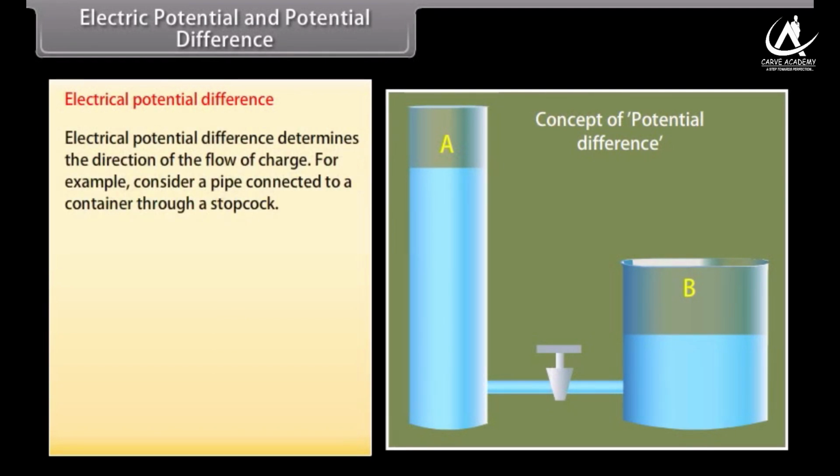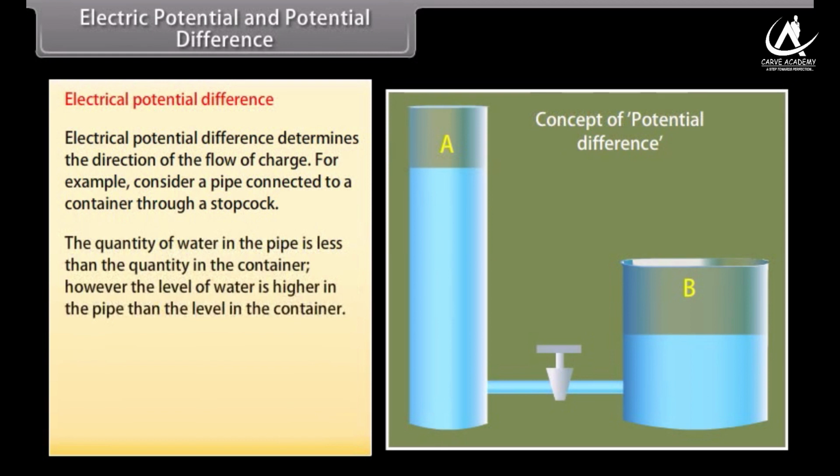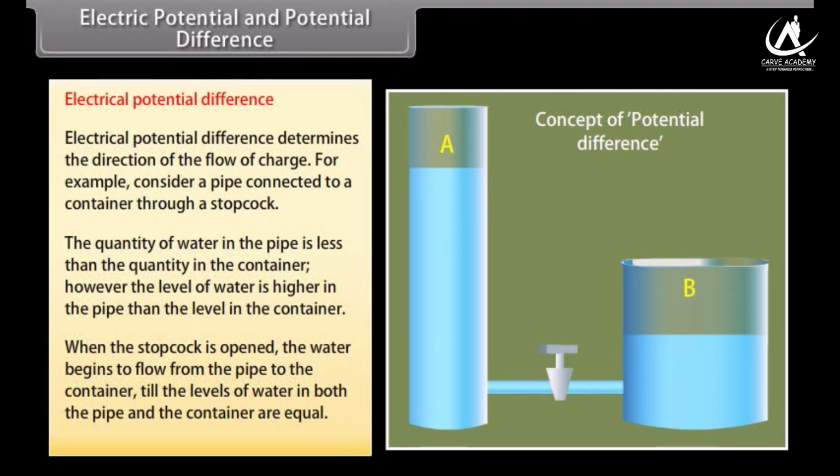Electrical potential difference determines the direction of the flow of charge. For example, consider a pipe connected to a container through a stop cork. The quantity of water in the pipe is less than the quantity in the container. However, the level of water is higher in the pipe than the level in the container. When the stop cork is opened, the water begins to flow from the pipe to the container till the levels of water in both the pipe and the container are equal. This shows that it is not the quantity of water but the level of water which decides the direction of flow of water. It is the potential difference that is responsible for the flow of water.